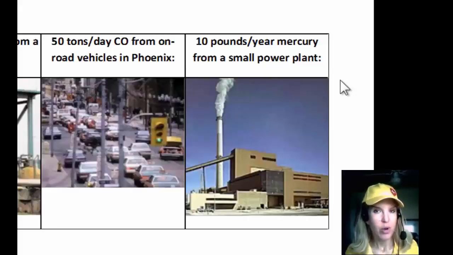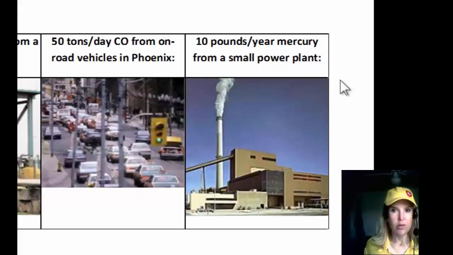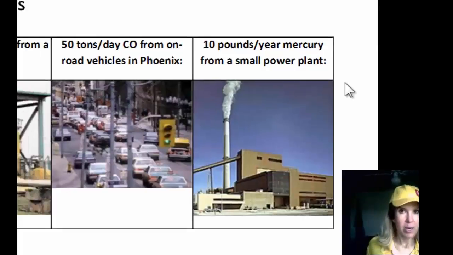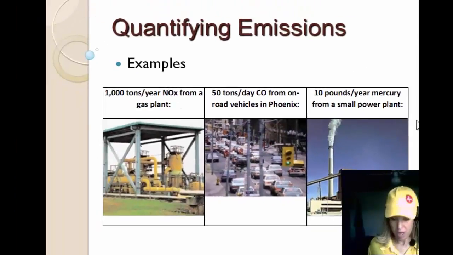A tablespoonful of mercury put in a 20-acre lake over the span of a year can make all the fish in that lake dangerous for people to eat. So even though it's a lot less, mercury and other heavy metals emissions have really, really big consequences.